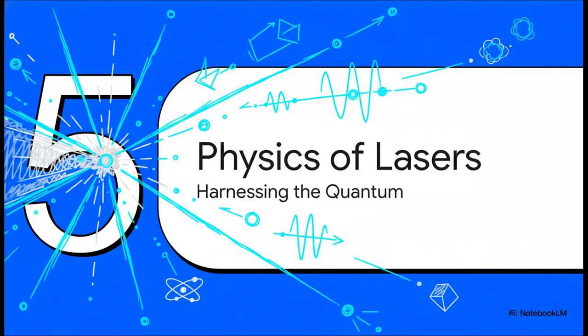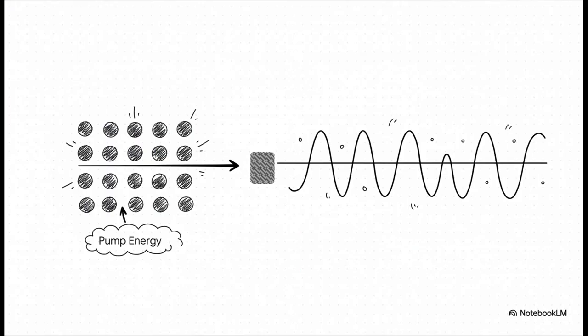Finally, Section 5, the physics of lasers, harnessing the quantum. We're graduating from everyday macroscopic physics to actual quantum manipulation. We're going to look at the ultimate directed electromagnetic wave, the laser. The physics of lasers requires us to do something pretty unnatural.